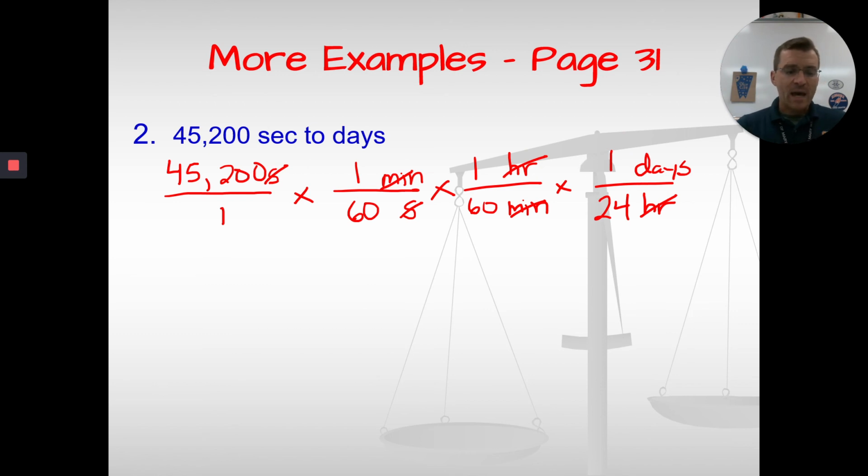So now I can do this math where I can go 45,200, and then multiplying across the top, that's all ones, so I can just divide. So I can divide that by 60, divide it by 60 again. Notice I'm not stopping for significant figures. I'm doing my math. So I've divided by 60, divided by 60, divided by 24, and I need to check for sig figs. My calculator gave me 0.523148.